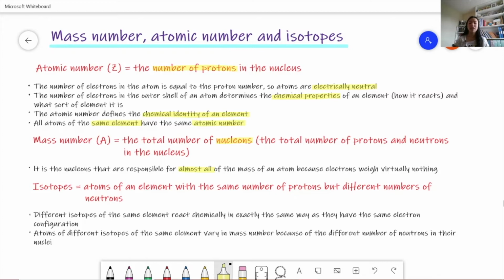which is significantly smaller. And then the last definition we'll need to know is the definition of an isotope, and that's an atom of an element which has the same number of protons but a different number of neutrons. So because it has the same number of protons, it also has the same number of electrons. And different isotopes of the same element react chemically in exactly the same way. And this is because they have the same electron configuration, because they have the same number of electrons.